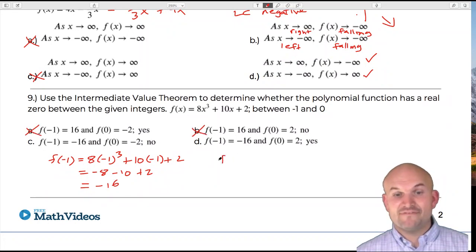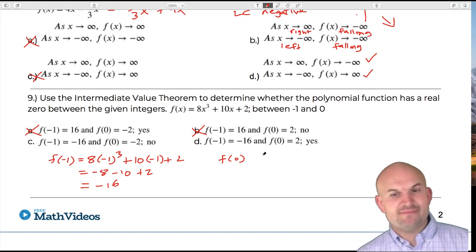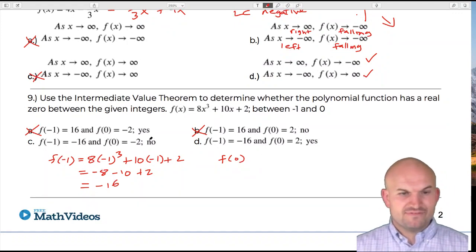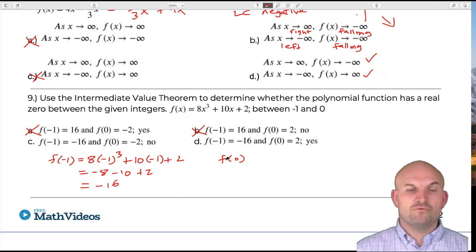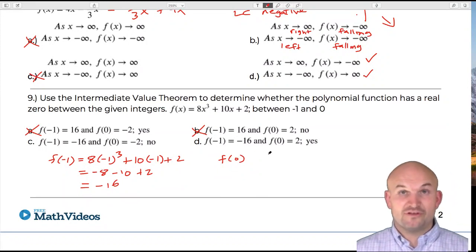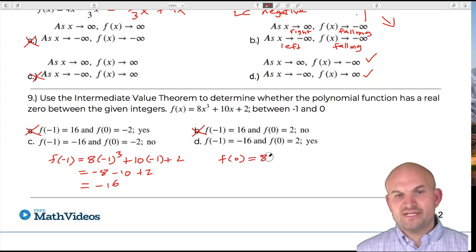Now let's figure out what f of 0 is. Because obviously if they have the same sign, if they're both negative, then that doesn't prove the intermediate value theorem. If one is positive and one's negative, then you can say the intermediate value theorem does apply. When I plug in f of 0, the nice thing about plugging in 0 is everything that has an x just goes to 0. I'll write it out just so you can see, but the answer is 2, right? Because all of that goes to 0, so you're left with 2.